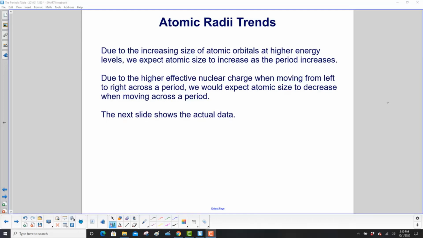Due to the increasing size of atomic orbitals at higher energy levels, we expect the atomic size to increase as the period increases. So as you go down this way. Due to the effective nuclear charge when moving from left to right across a period, we would expect atomic size to decrease when moving across a period. The next slide shows the actual data.